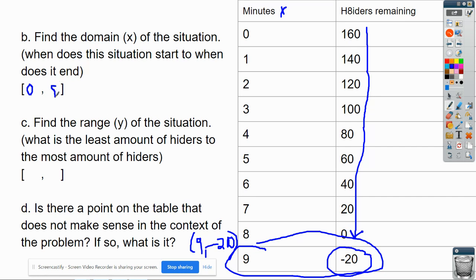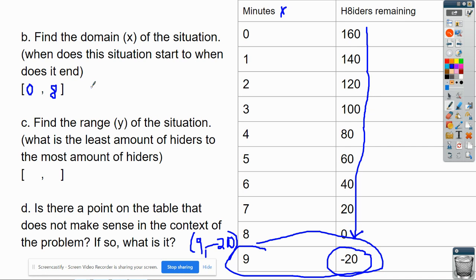That's right, at minute 8. So domain is x, okay? It means when does this start making sense? When does this stop making sense? Domain is x, okay? Domain x.